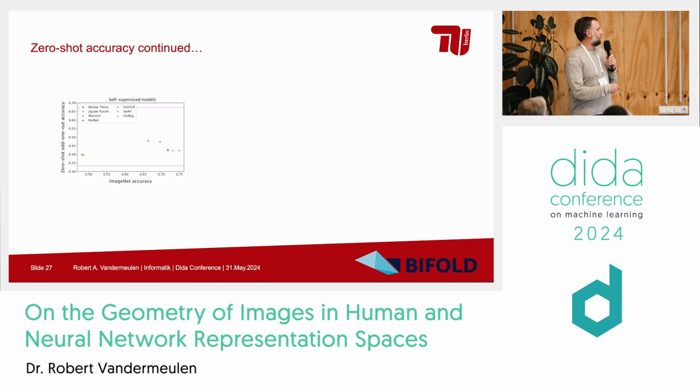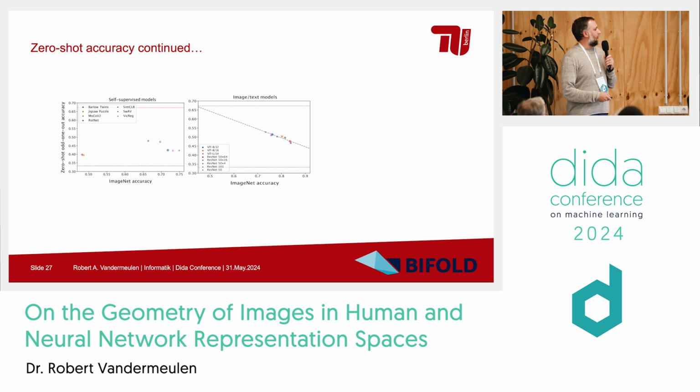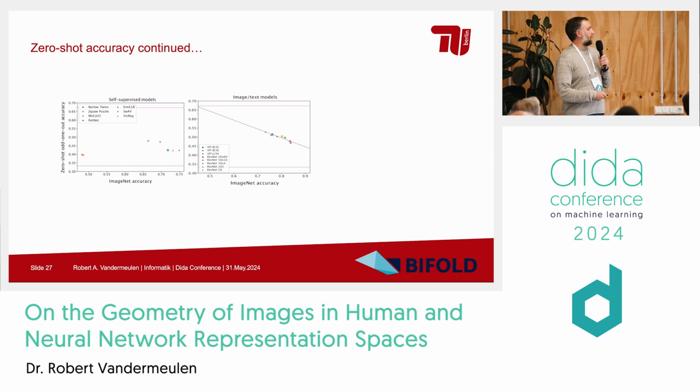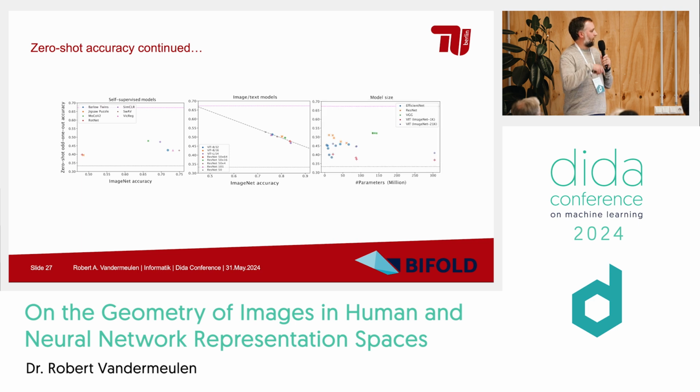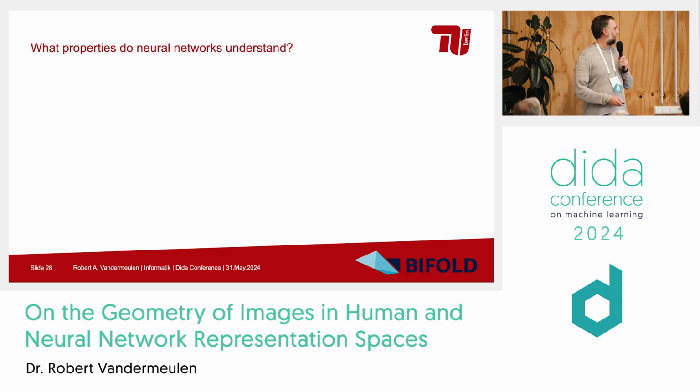Continuing on, we see that self-supervised models are not well aligned. This is probably not too surprising because they have no concept of similarity for images in a way that means something to humans. Image text models get worse aligned as you increase ImageNet accuracy, which is weird. We'll get back to that later though. And we can see that model size makes no difference. Again, you can't really make a design decision in your architecture or training method to improve human alignment.